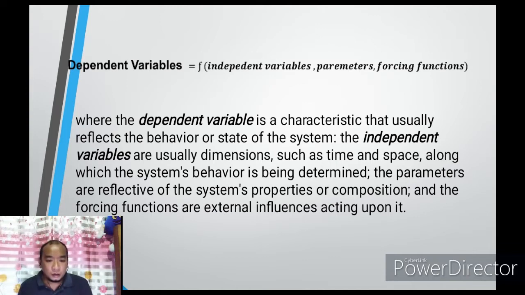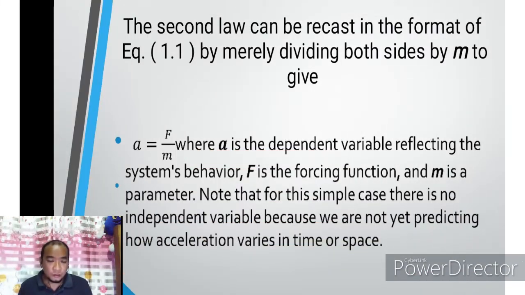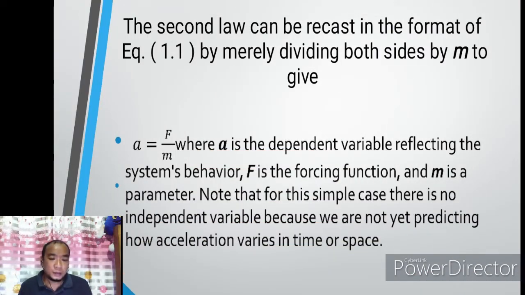The second law can be recast in the format of equation 1.1 by merely dividing both sides by m to give a = F/m, where a is the dependent variable reflecting the system behavior, F is the forcing function, and m is a parameter. Note that for this simple case there is no independent variable because we are not yet predicting how acceleration varies in time or space.